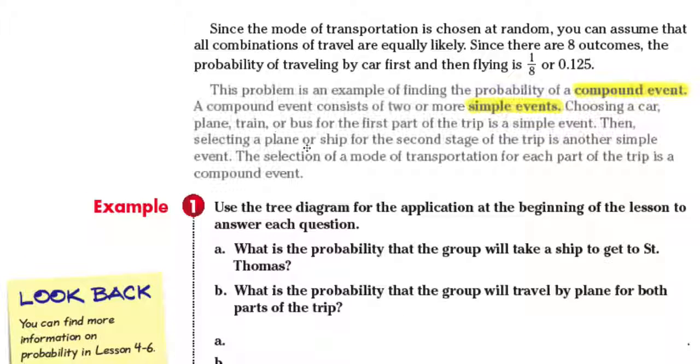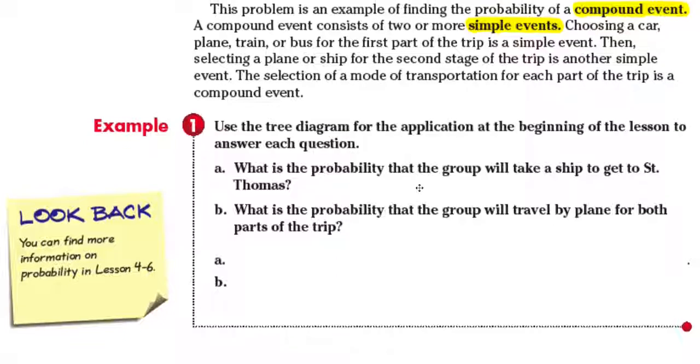Okay? The problem is an example of finding the probability of a compound event. We defined this last year, but as a review, a compound event consists of 2 or more simple events. Choosing a car, plane, train, or bus for the first part of the trip is a simple event, and then selecting a plane or a ship for the second stage of the trip is another simple event. The selection of the mode of transportation for each part of the trip is what we call a compound event.